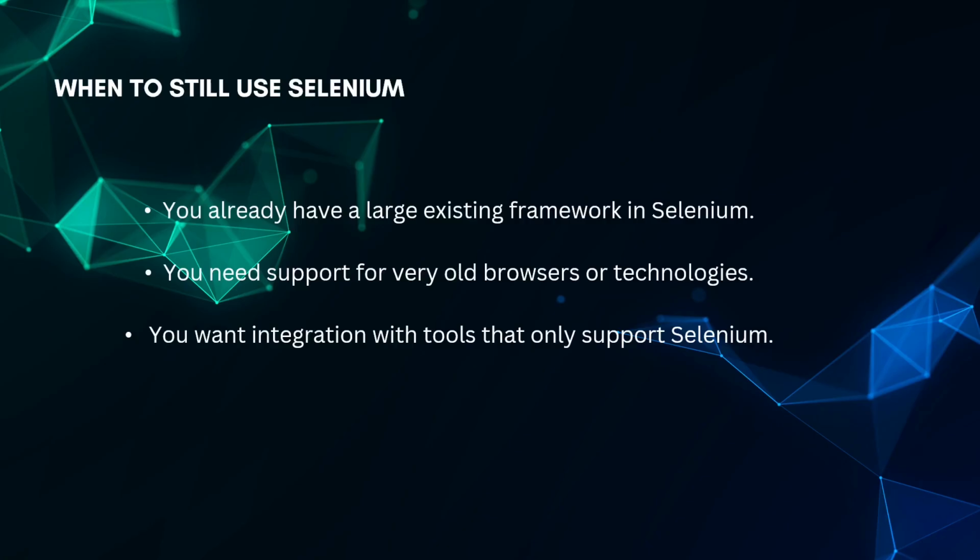So does that mean Selenium is dead? Or when should we use Selenium? Let's talk about it. Selenium is still useful if you already have a large existing framework built on Selenium, you need support for older browsers or legacy apps, or you rely on tools that only integrate with Selenium. So in these cases, you should continue using Selenium because that will be more helpful to you than working on Playwright. So Playwright is not replacing Selenium everywhere, but it's an excellent choice for modern automation projects.